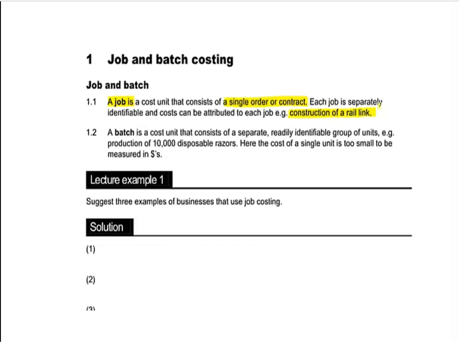The company then that was costing this would be able to look at the cranes and diggers they needed to hire for this, the labour costs and the material costs attributable to that rail link. A batch then is when we're producing items which are too small to work out the cost of one individual unit. So for example then it's a group of identical items, for example 10,000 disposable razors. A company wouldn't be concerned with just producing one.